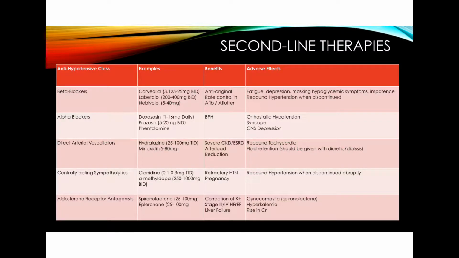Finally, there are the aldosterone receptor antagonists, spironolactone and eplerenone. These are particularly helpful in patients with hyperaldosteronism, patients with liver failure who need additional diuretics to clear their ascites, and patients with heart failure with reduced ejection fraction, in which these drugs have mortality benefit as well.